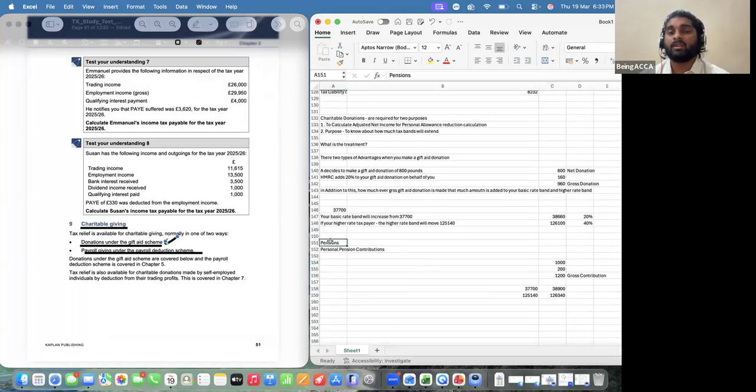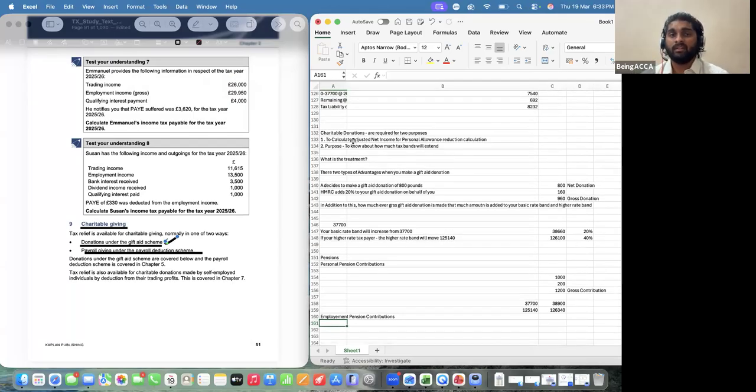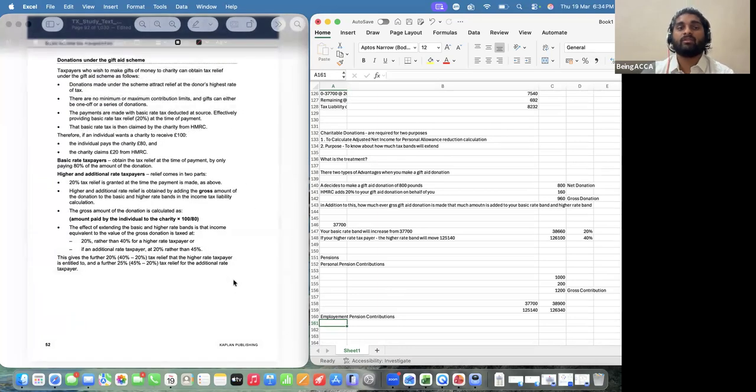In pensions, we also have something known as employment pension contributions, which is similar to what we have done with charitable donations, which is payroll charitable donations. They will be deducted from your employment income. All right, with this, let's try to solve a question to understand it better, but before that, let's give it a better read in order to help you understand it better.